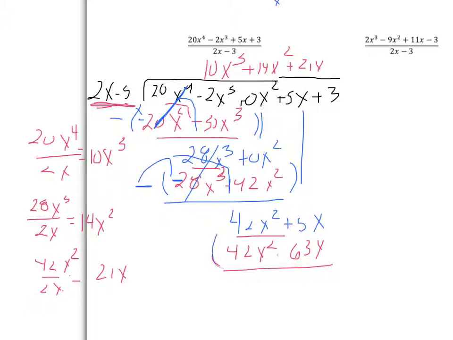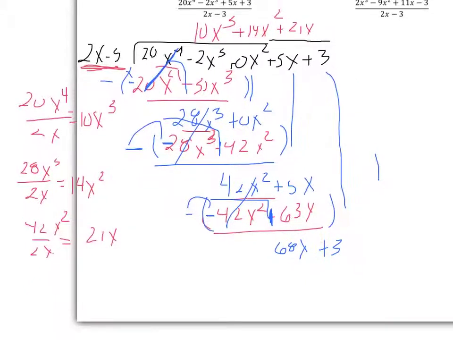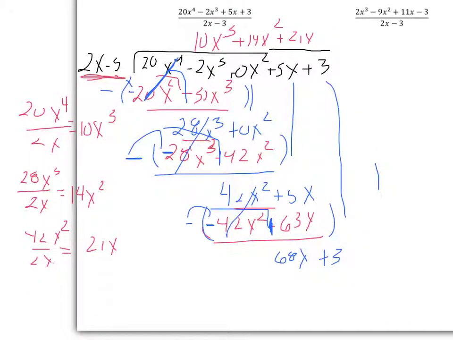The negative goes in here making that negative. The negative goes in here making that positive. These cancel off. 5x plus 63x is 68x. And then we bring down our 3 plus 3. I want to move this up a little bit. Okay, so we have our one last divide.